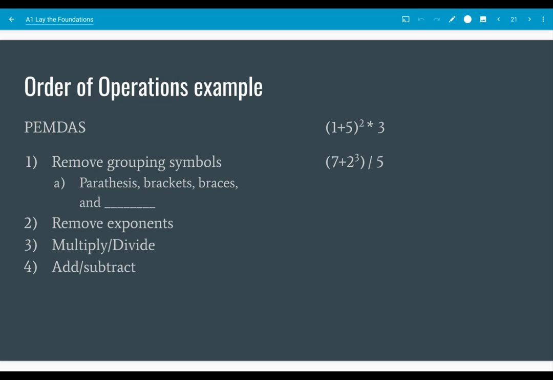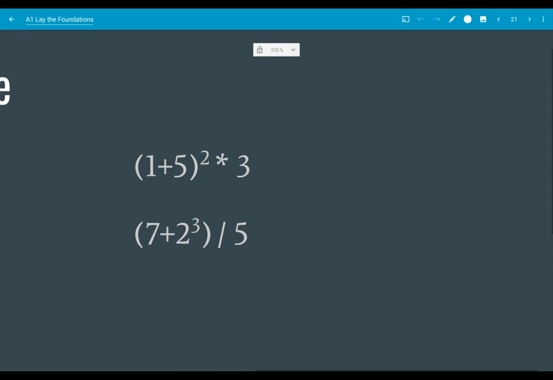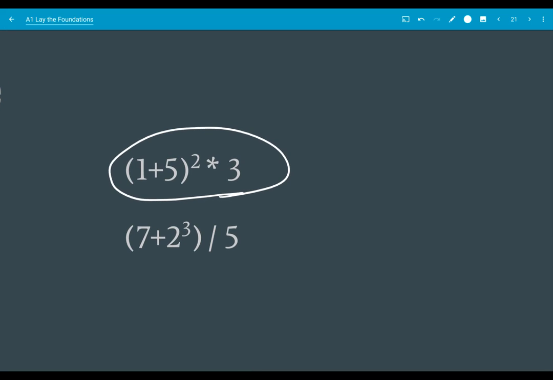So let's look at an example. Okay, I'll work the first one through with you, and then I want you to do the second one in your notes. So looking at this first problem right here, and I'm looking at PEMDAS. So first thing I'm going to do is get rid of parentheses.